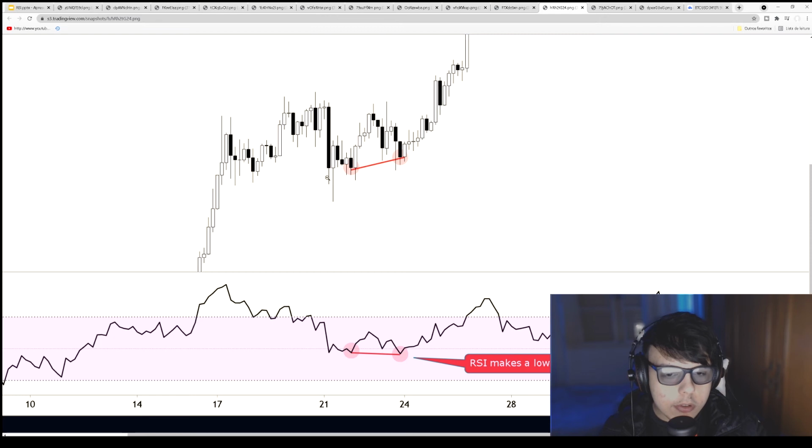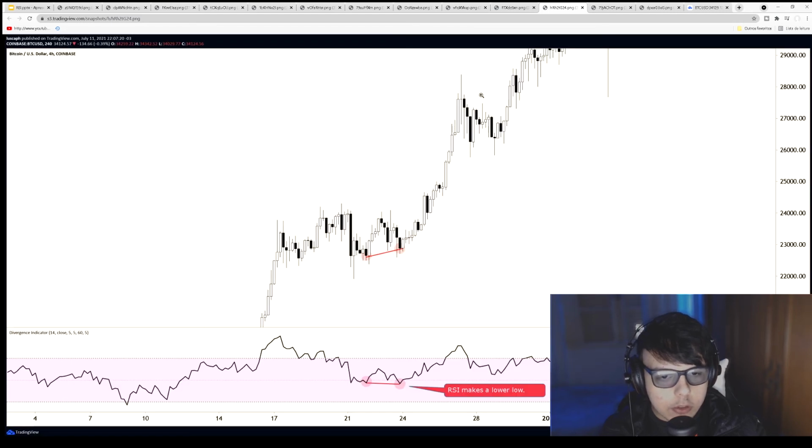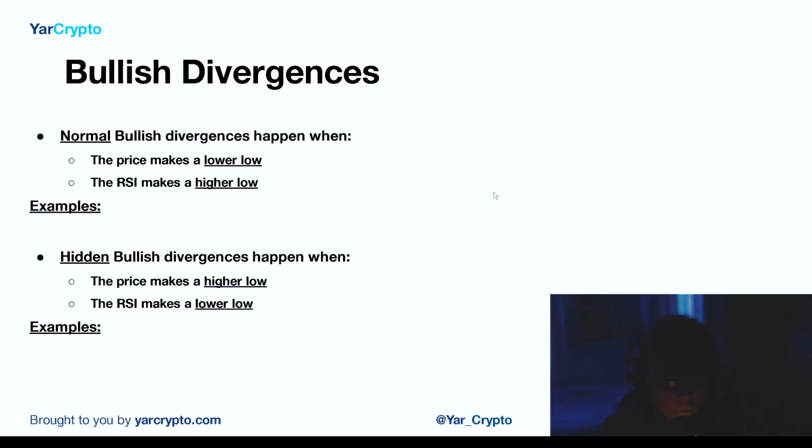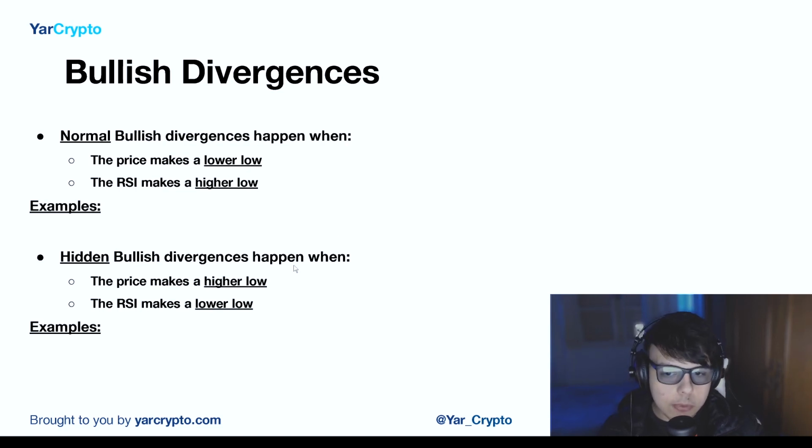So also, this is a contradiction between the price and the RSI. And usually the price continues up after that. Okay, so this is called a hidden bullish divergence, when the price is making a higher low, but the RSI is making a lower low. Usually, I don't trade hidden bullish or hidden bearish divergences that much, but they also play out, as you guys could see on that chart, and it's also useful for your trading setups for sure.